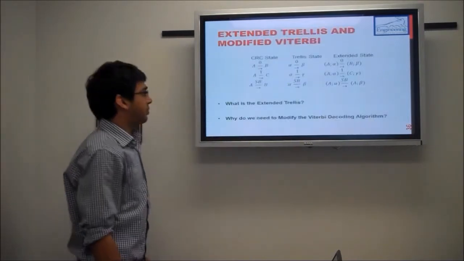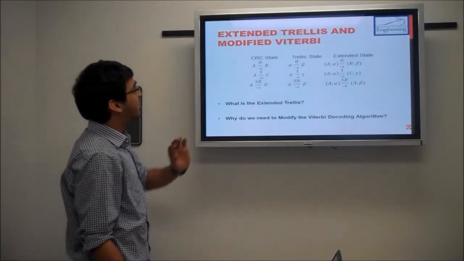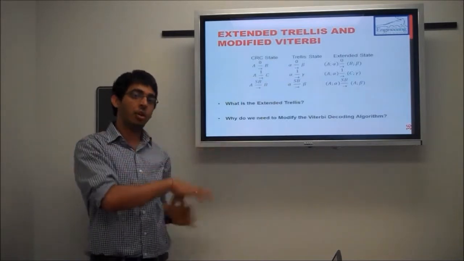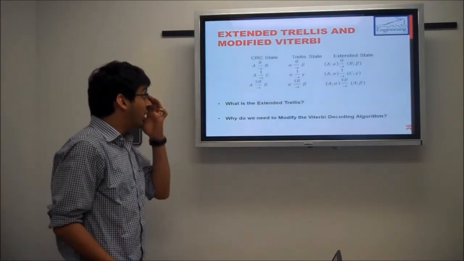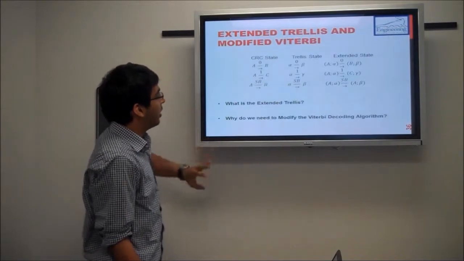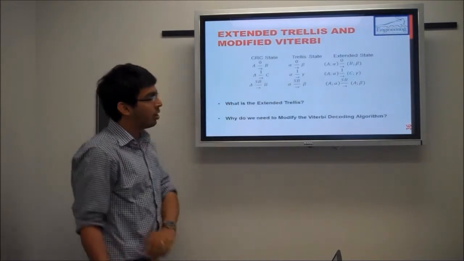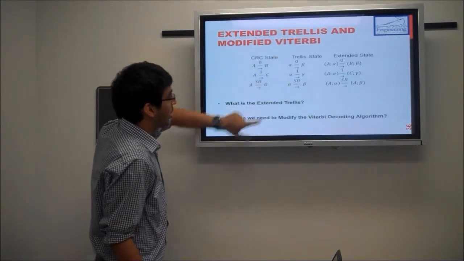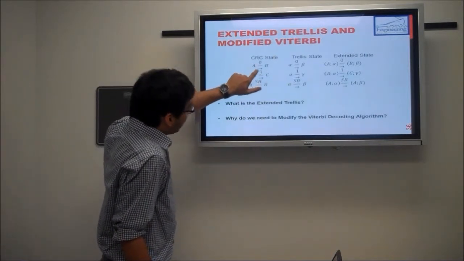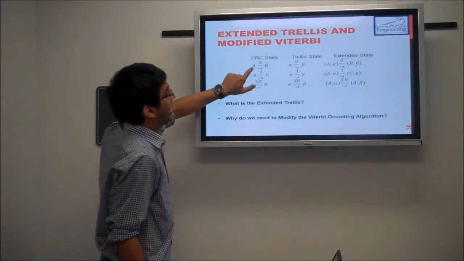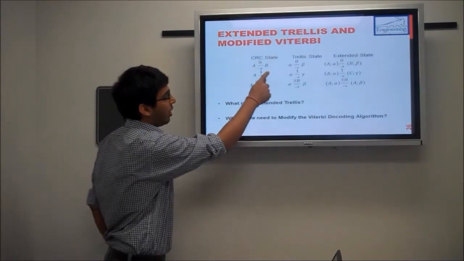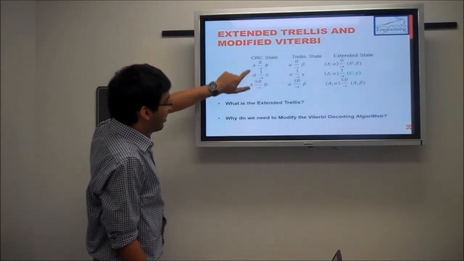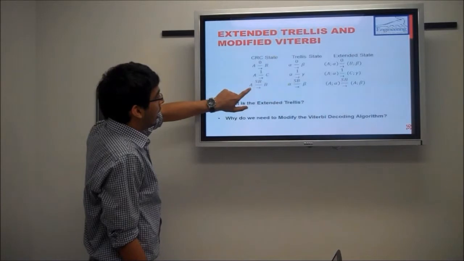And then let me quickly discuss what this extended trellis and modified Viterbi algorithm, which I have been talking about in all the past slides, actually means. So here what we are trying to achieve is that whenever a new bit is received, there is a transition from state A to state B. If the received bit is 0, then there is a transition from state A to state B. Now if the received bit is 1, then the CRC state does a transition from state A to state C.